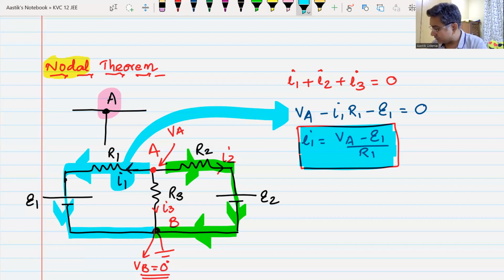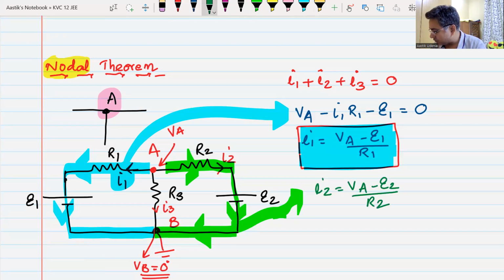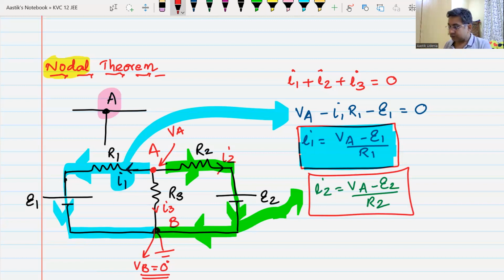So I2 will become, the green one will become, oops, I'm using the wrong colors. I hate wrong colors. Okay, so I2 will become VA minus E2 divided by R2. And I can also write the equation along the third part straight away like this. Without even writing the equation, I can tell you the value of I3. What will be the value of I3? It will be simply VA by R3.